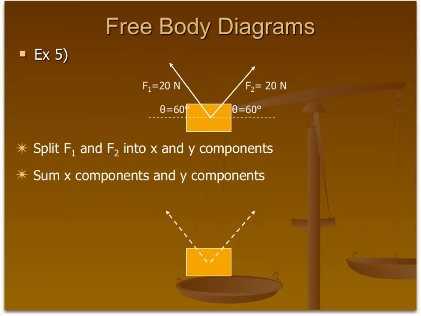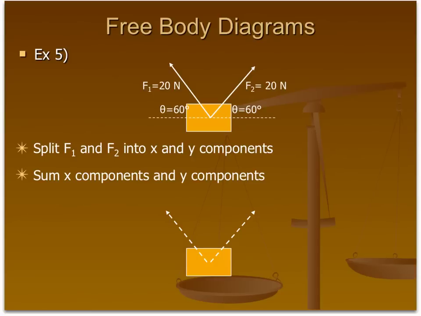So I'd like you to try example problem number 5 for class. Notice that you have two forces acting on this object. F1, which is acting at 60 degrees above the horizontal towards the left with a force of 20 newtons, and F2, which is also acting with a force of 20 newtons, but this time at 60 degrees above the horizontal towards the right. And so my hints to you are to split F1 and F2 into their x and y components, and then once you have that done, just sum up the x components and the y components.